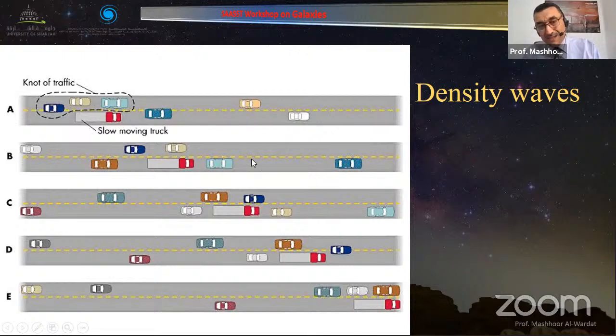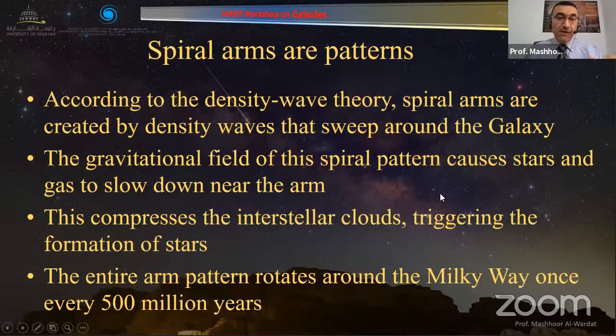There's an empty place here, an empty place behind it. So they accumulate in one, what we call the density wave. This is how the spiral arms form. According to the density wave theory, spiral arms are created by density waves that sweep around the galaxy.